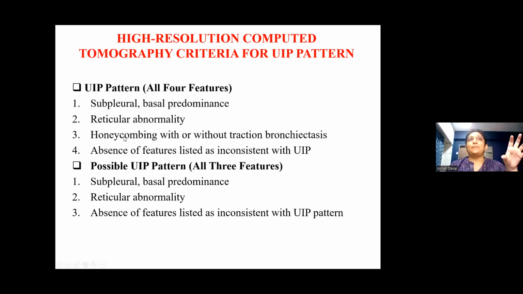So this particular pattern, which is seen in IPF, is known as a usual interstitial pneumonia pattern. It is said to be subpleural basal predominant. So the ILD in IPF is usually subpleural basal. There are reticular abnormalities, or there is interstitial septal thickening, there is honeycombing with or without traction bronchiectasis, and there is absence of features which are listed as inconsistent with UIP. What are the features that are inconsistent with UIP? You have a predominant ground glass, predominant nodules, predominant consolidations, predominant cysts. These go in favor of other ILDs. They don't go in favor of IPF.